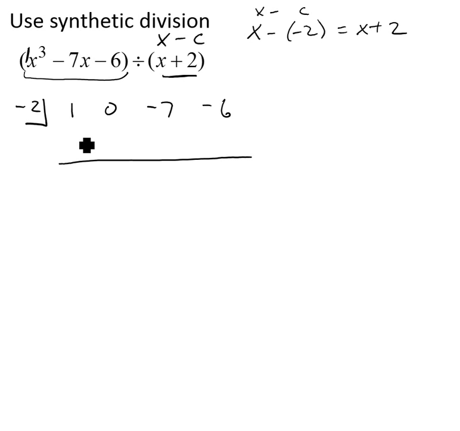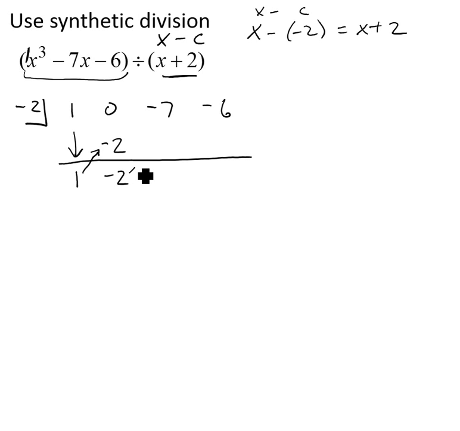Our number in that first column always just comes straight down. Then we take that number that's below the line and multiply it by the number that's in the box to get the number that goes up here in the next spot. So 1 times negative 2 is negative 2. Then we add down the column. So 0 plus negative 2 is negative 2. And then just continue that pattern.